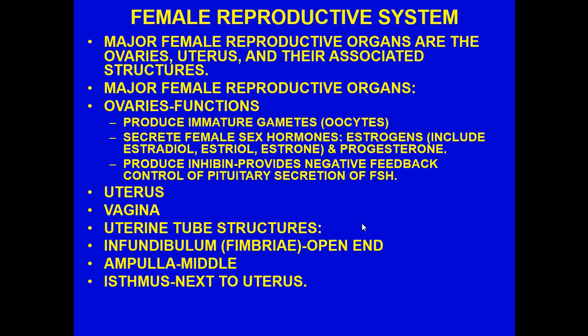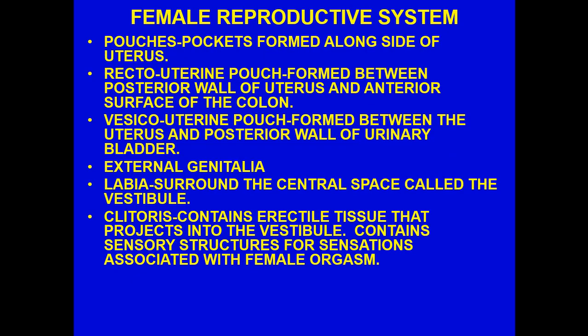When we talk about this, from the open end of the uterine tube, we have the infundibulum, which on the edges has the fimbriae, which help draw a recently ovulated oocyte down into the tube structure, the ampulla, which is sort of the middle structure, and then the isthmus, which is right next to the uterus.